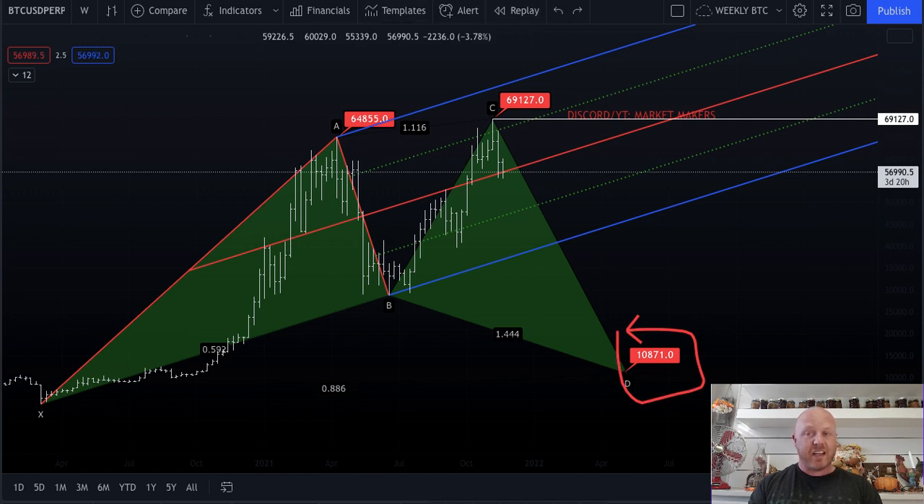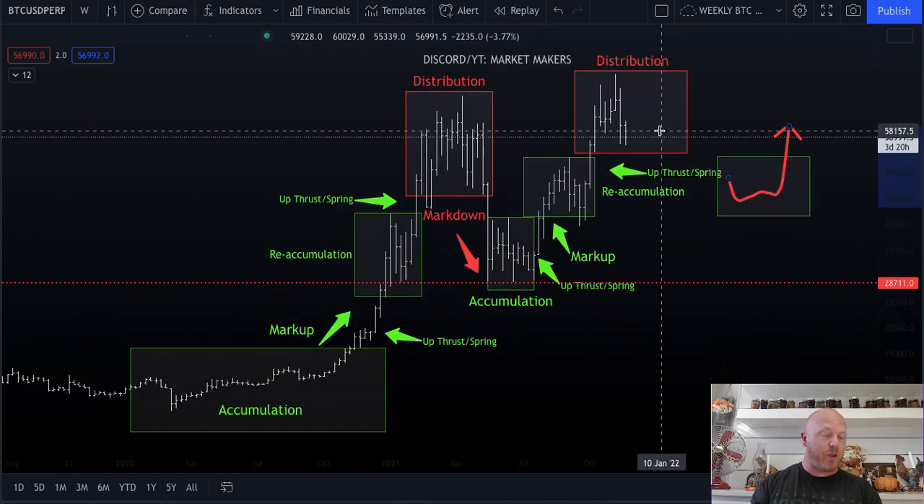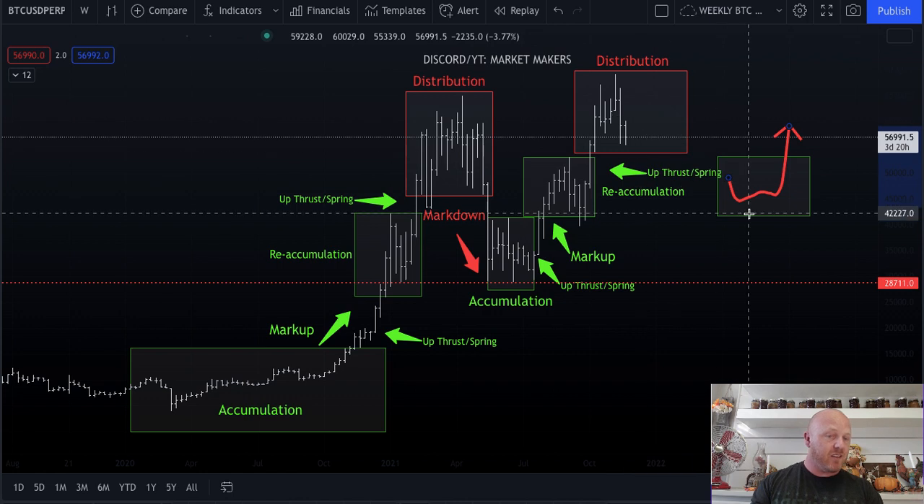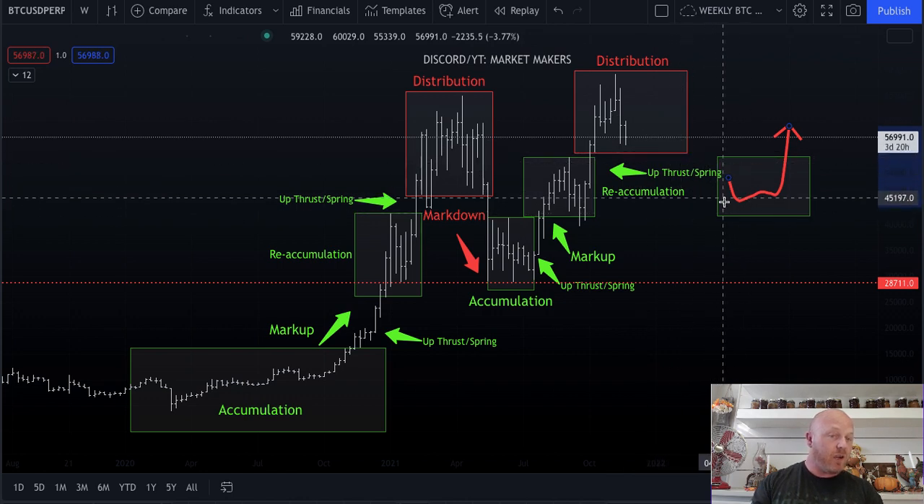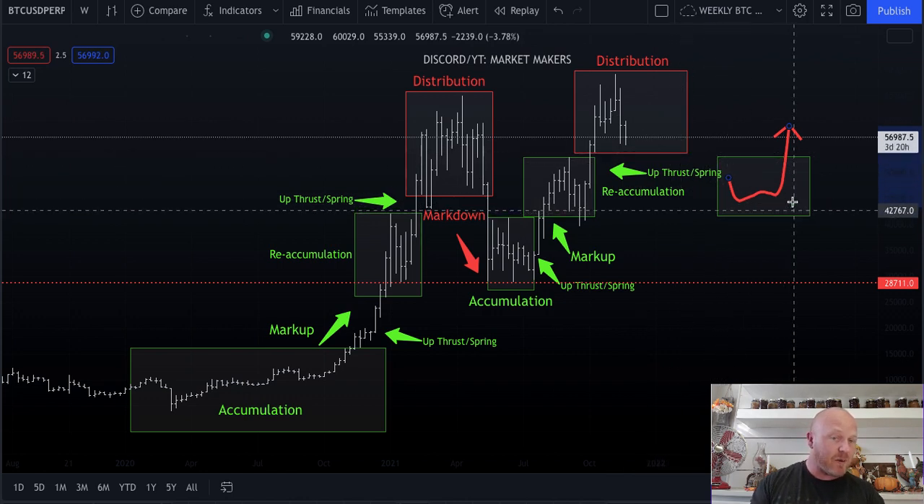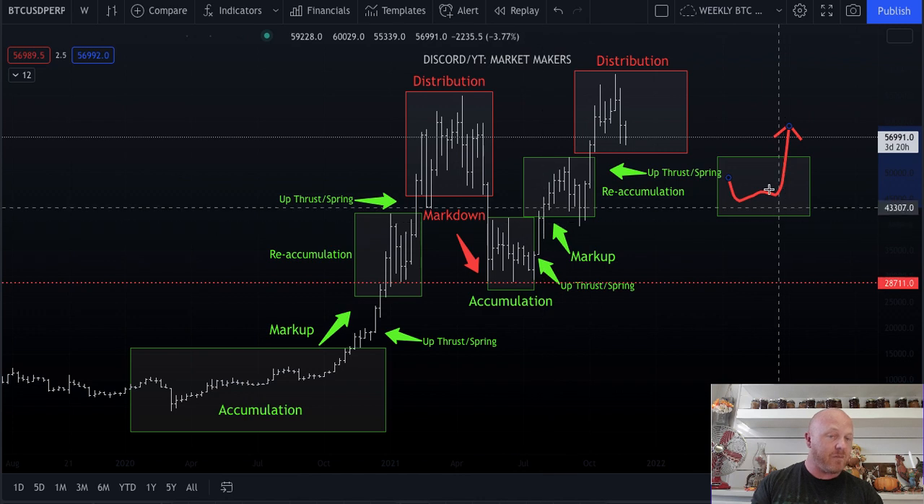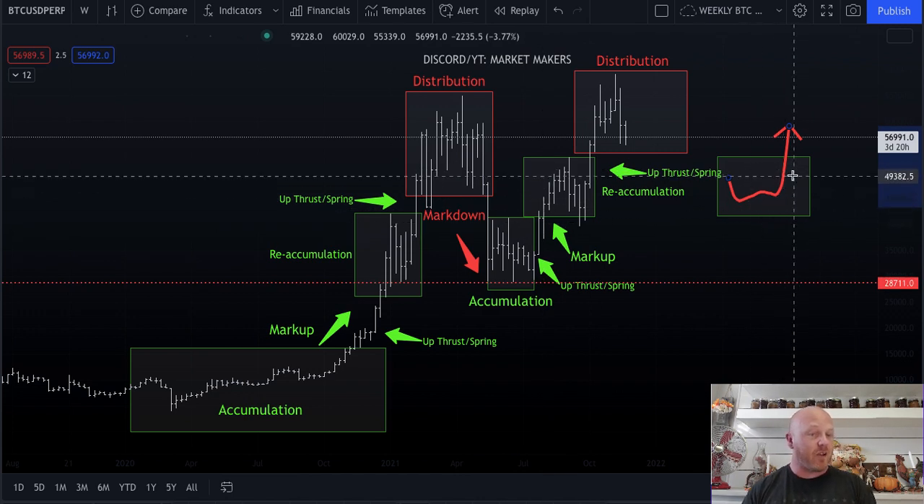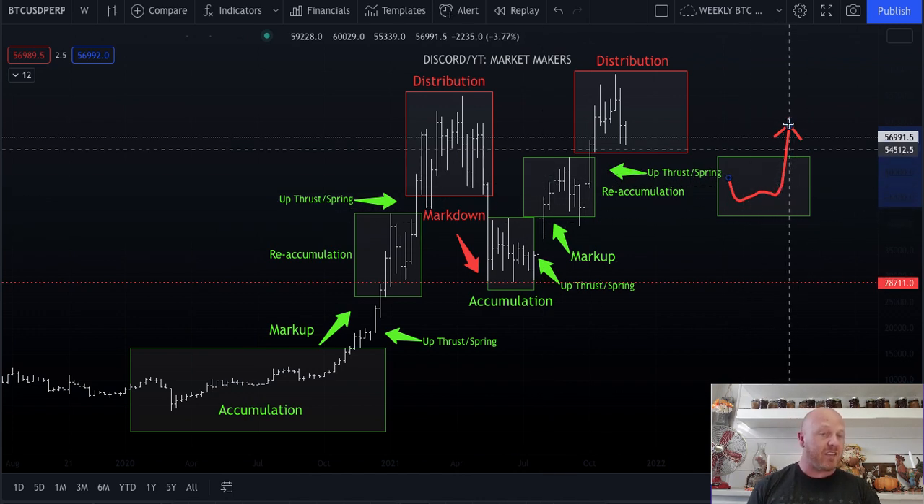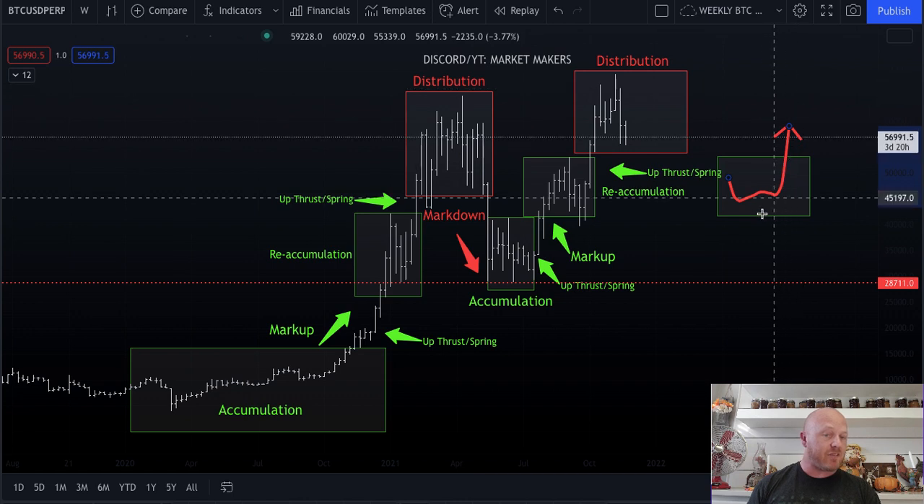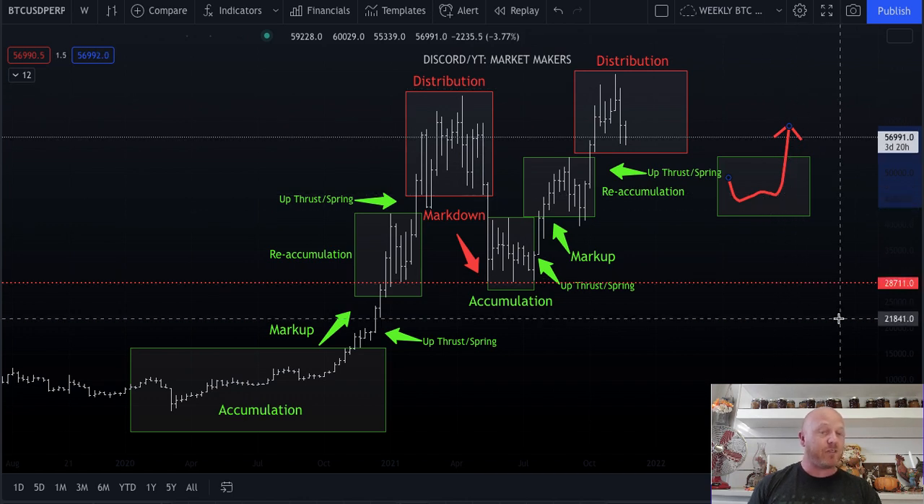So this next box, the next move Bitcoin makes from distribution to markdown to accumulation, because remember, this is going to be our accumulation box. It was our reaccumulation. It'll become our new accumulation box, which was down here. This has to be held. There has to be buying here. And if there is, you're going to have some higher Bitcoin prices. If there's not, you're going down and the market's falling apart.